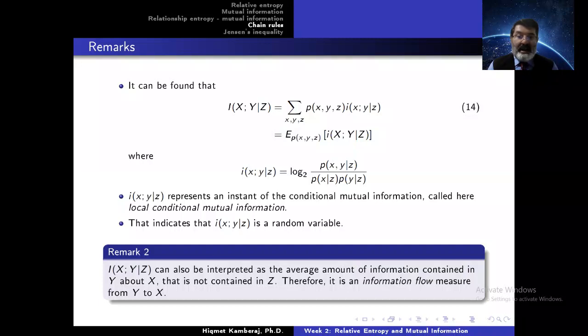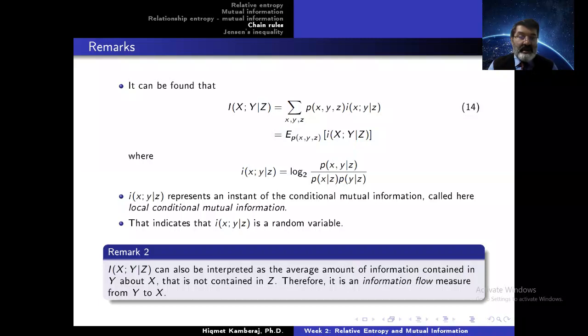Here, the little I between x and y given z represents an instance of the conditional mutual information, called here the local conditional mutual information. And it is called conditional mutual information because it calculates an instance of the mutual information between x and y given z. Therefore, that indicates that I between x and y given z is a random variable.